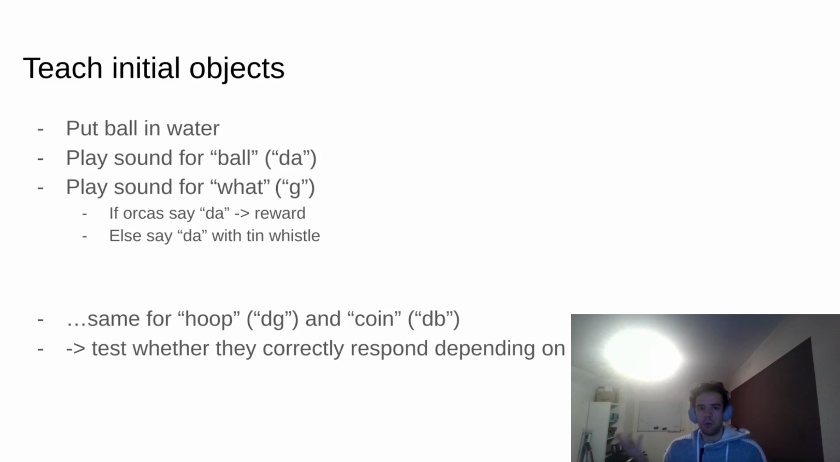And we might need to do that a few times in the beginning until they recognize that they are supposed to say something when we say what, and later they will perhaps generalize that the what word means sort of like the fill in the blank word. So yeah, we do that for ball. We can do the same for hoop and the same for coin.